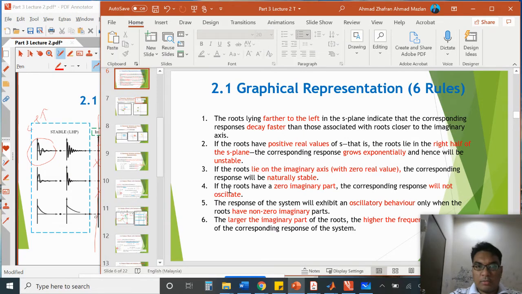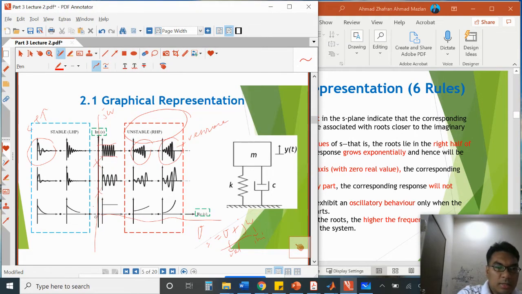Rule number 4: if the roots have zero imaginary part, the corresponding response will not oscillate, which means that it lies on the real axis here. At this axis, there's no oscillation. It directly goes to the zero position, which means that at this stage it is overdamped. At this area it is underdamped.